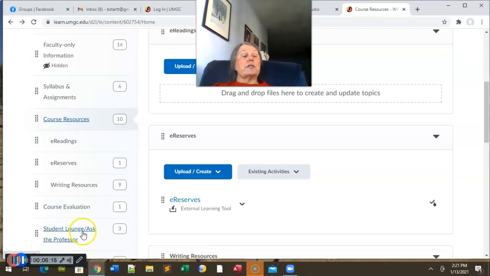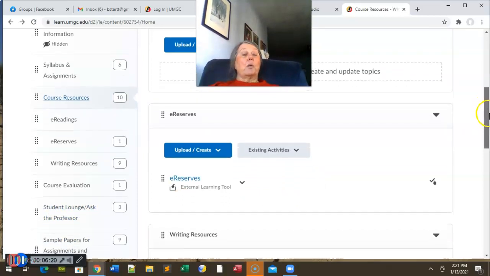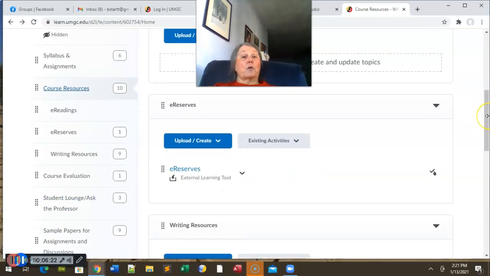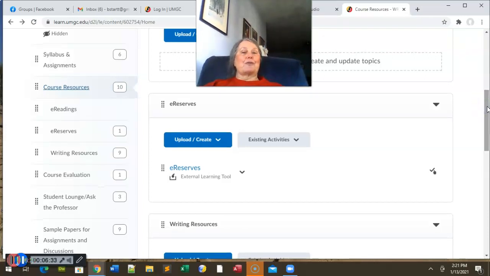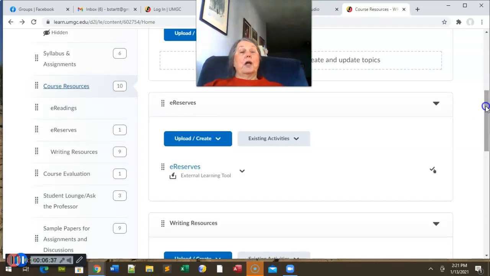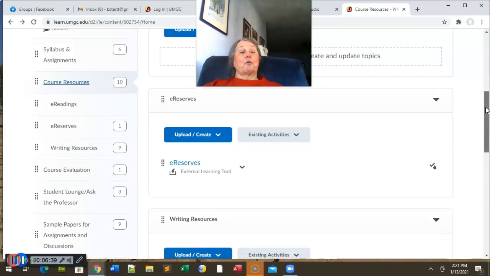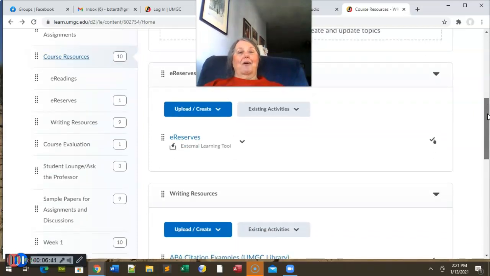Under the discussions, there's a student lounge where you can ask your professor if you have any questions about anything that comes up during the course of the semester. That's a good place to post your question, because if you have a question, there's a good chance that other people in the class will also have a question, and I only have to answer it once. In addition, if you know the answer, feel free to answer for me. It doesn't hurt my feelings at all.